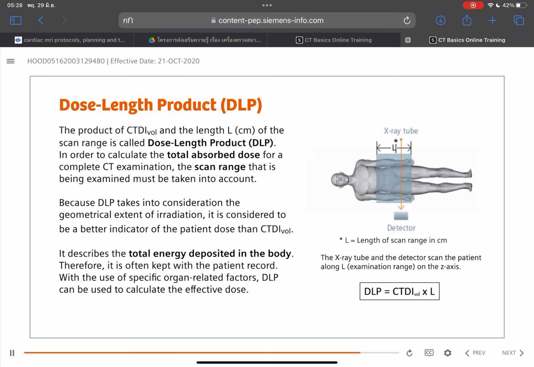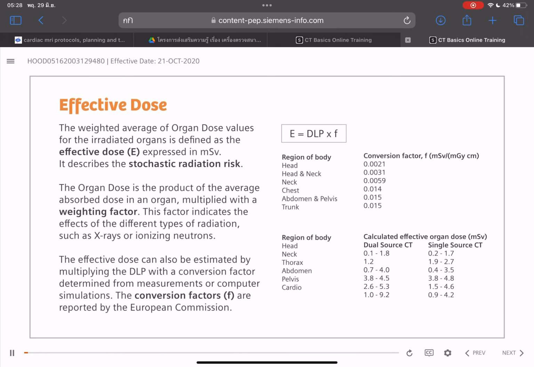With the use of specific organ-related factors, DLP can be used to calculate the effective dose. The weighted average of organ dose values for the irradiated organs is defined as the effective dose, E, expressed in millisieverts. It describes the stochastic radiation risk. The organ dose is the product of the average absorbed dose in an organ, multiplied with a weighting factor. This factor indicates the effects of the different types of radiation, such as X-rays or ionizing neutrons.